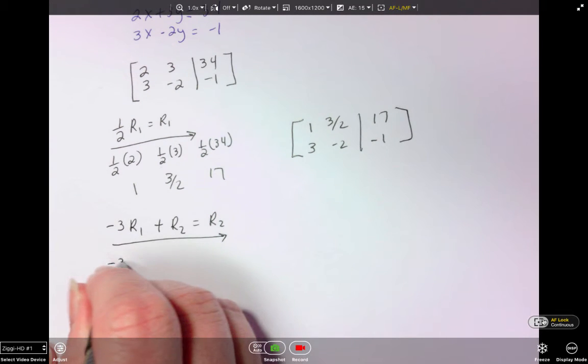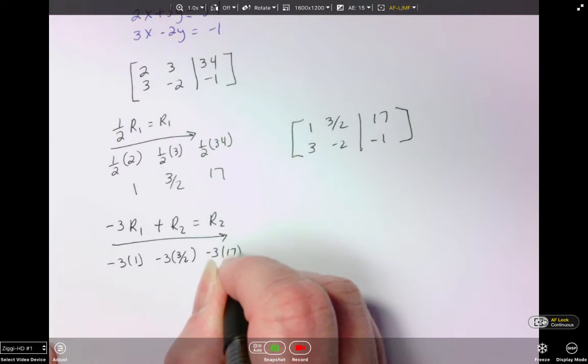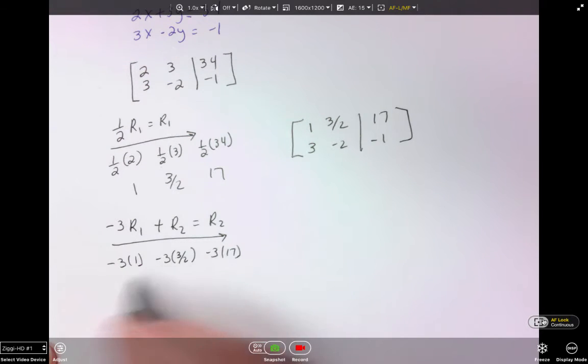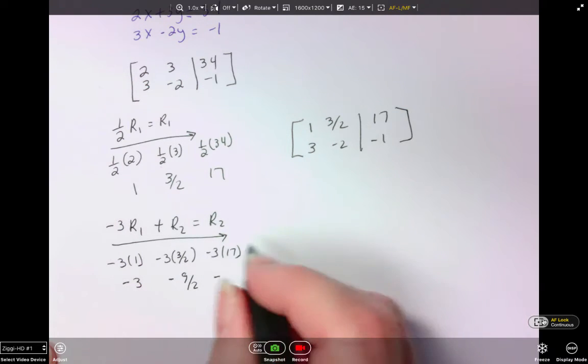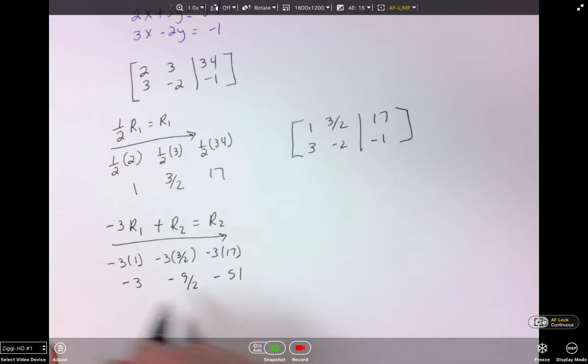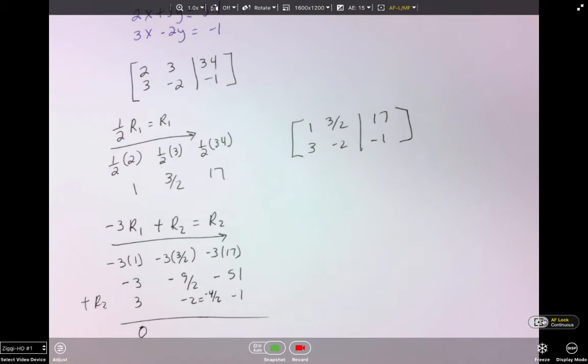So we've got -3 times 1, -3 times 3/2, -3 times 17. And then let's do the math on that. So that gets us -3. This will be -9/2. This will be -51. And then to that we will add row 2. So this is 3, -2, and -1. So this will get us our 0. -2, we need to have a common denominator, so we'll change that to -4/2, which is the same thing as -2. And -9 and -4 will get us -13/2. And then when we add these, we will get -52.